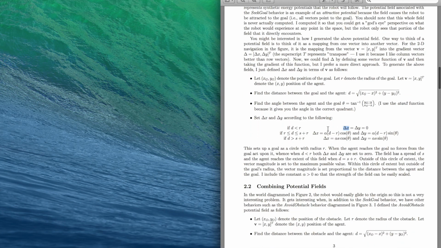The cosine is the x distance needed to get to the goal, and sine is the y distance needed to get to the goal. So in this third one here, I'm not sure what s is, just ignore it. The alpha represents the strength of the attraction field. Alpha is multiplied by cosine. The higher the alpha, the higher the change in x will be. Same with y, the higher the alpha, the higher the change in y will be.